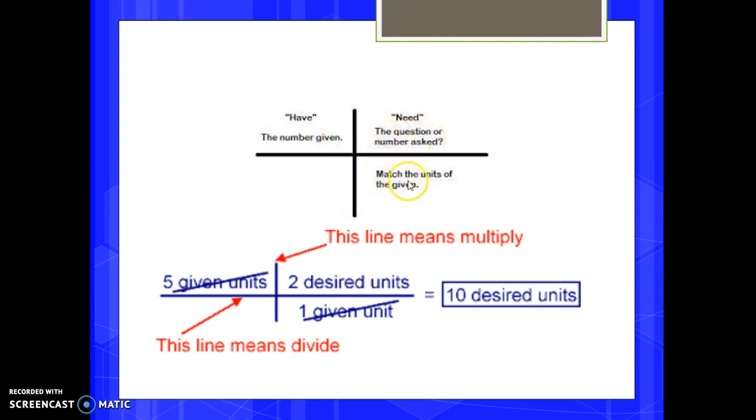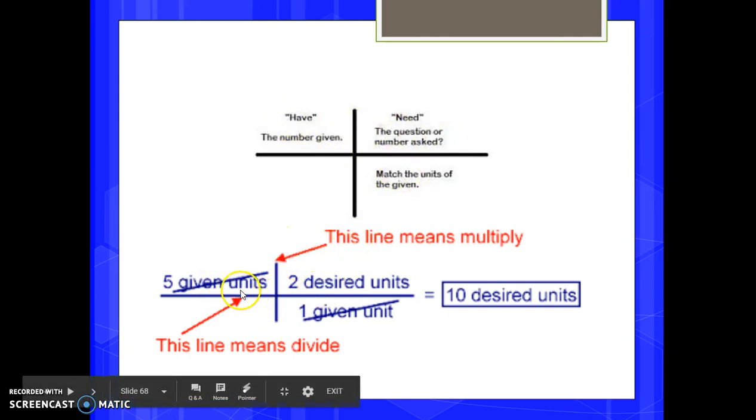And if you put something on the bottom, that cancels it out, so you're going to divide by it. And if you put something across the top, you're going to multiply by it. So this line means to multiply, this line means to divide. Just pretend this is a parenthesis. If you have two numbers next to each other in parentheses, you multiply them. And when you divide, remember you cancel something out.